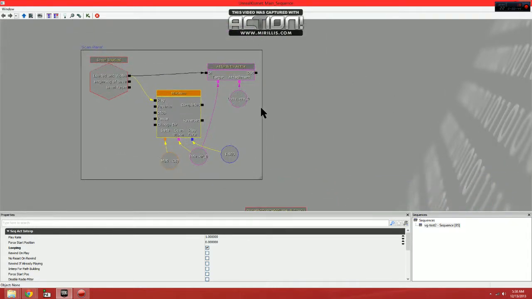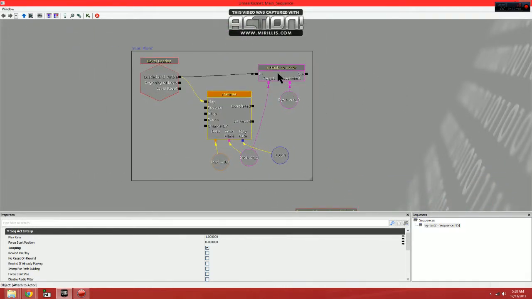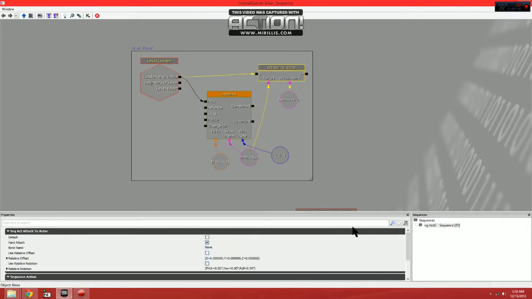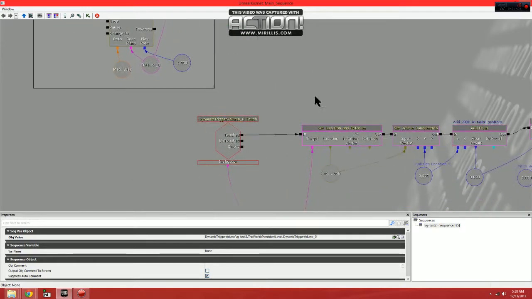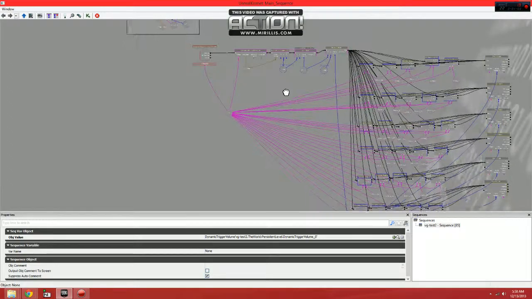Oh, and then here we also have this attached actor. This is really important. This is where the dynamic trigger volume is attached to the scan plane. So the scan plane is this interp actor 0, dynamic trigger volume 0. Okay, and then this is all the sound stuff.